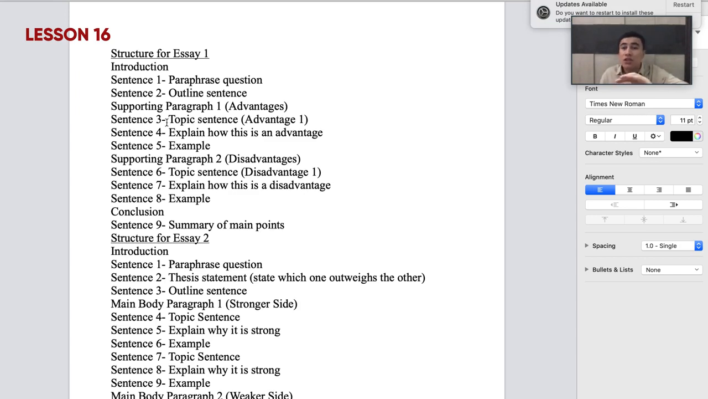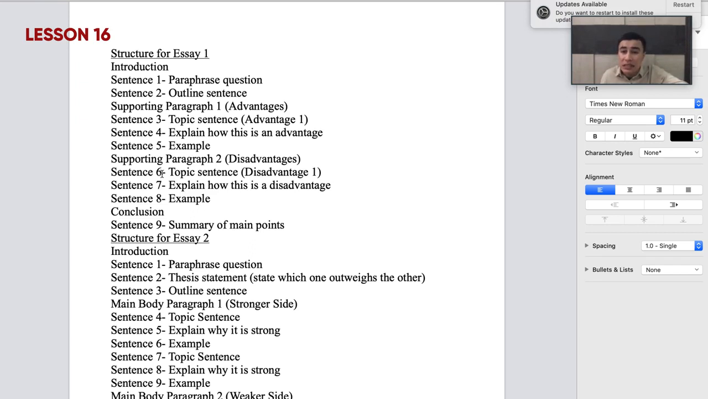Sentence number 3, topic sentence. Generally, you should point out the first advantage. And of course, in the next sentence, sentence number 4, you should explain how this is an advantage, why. And of course, you should come up with a proper example. And this is going to be your first body paragraph, and we will move to the next supporting paragraph that is going to be dedicated to the disadvantages.